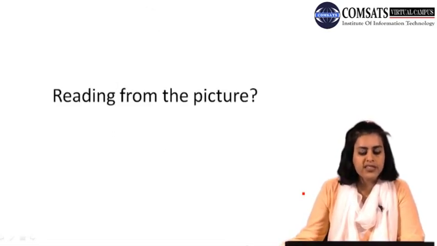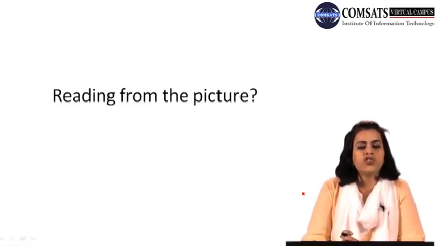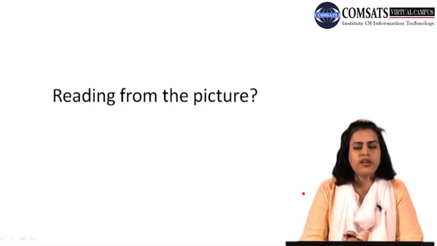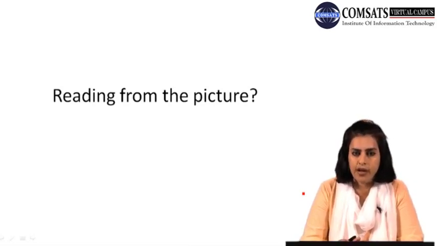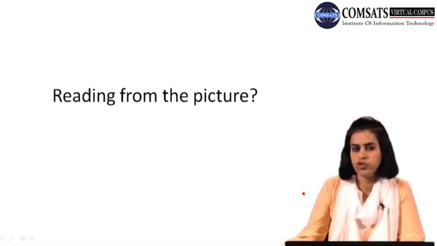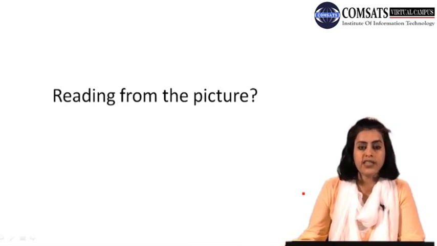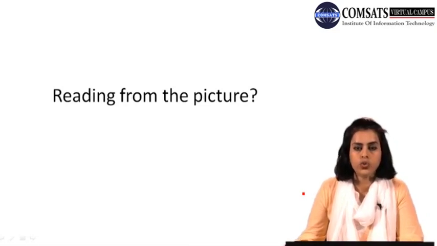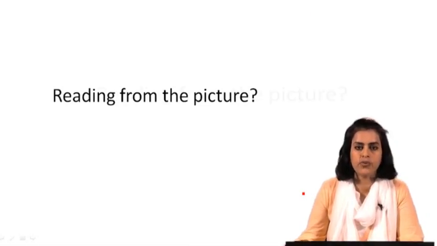Now moving on to the next exercise, what you are supposed to do is, you would be given 1 minute to look at the picture, and then I would ask you some questions. This is reading from pictures and diagrams. So are you ready? I'll show you the picture for 1 minute, and after that you would be asked to answer a few questions. Ready? 1, 2, 3. Here you go.